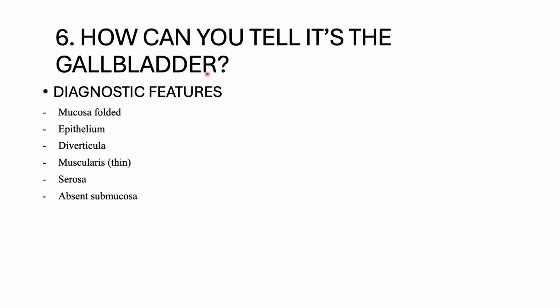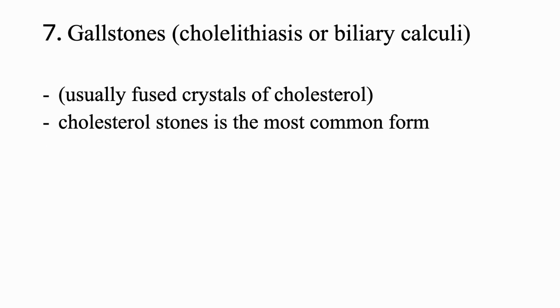So the sixth fact, how can you tell it's the gallbladder? We talked about this. Because of its diagnostic features, we have the mucosa that's folded, as we've seen in the previous slide. We have the epithelium, the diverticula, the muscularis serosa, and again, it's absent submucosa. It does not have a submucosa.